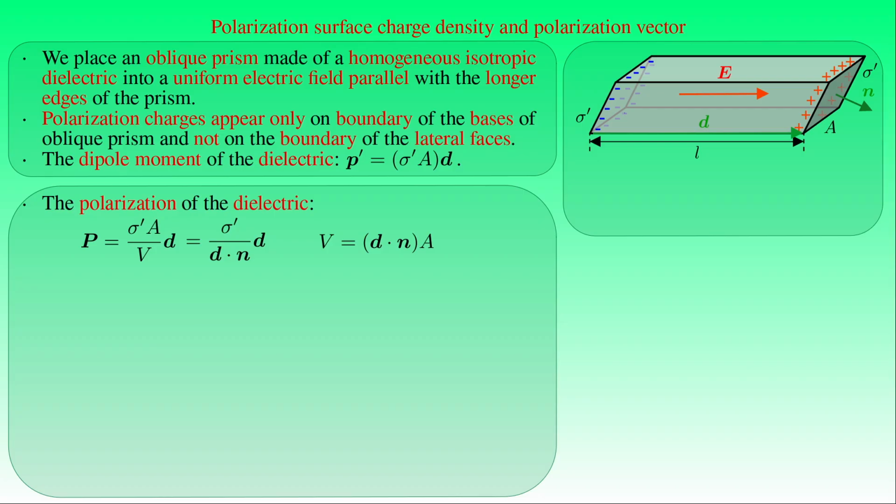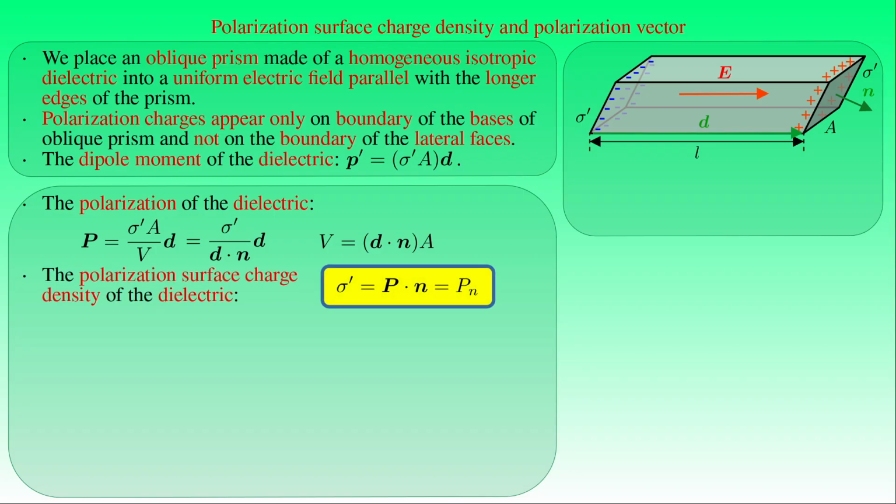Now we take the dot product of the result with the unit normal n, which gives the polarization surface charge density sigma prime over the bases of the oblique prism as the dot product of the polarization P of the dielectric and the outward pointing unit normal n to the base with positive induced charges. That is, sigma prime is equal to the normal component of the polarization P of the dielectric with respect to the surface of the dielectric. If the dielectric material has a shape of a cuboid, then the polarization and the normal vector to the base become parallel, and we regain the equation stating that the polarized surface charge density is given by the magnitude of the polarization.